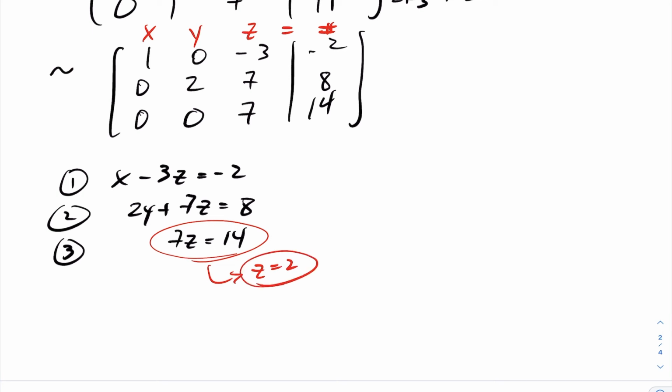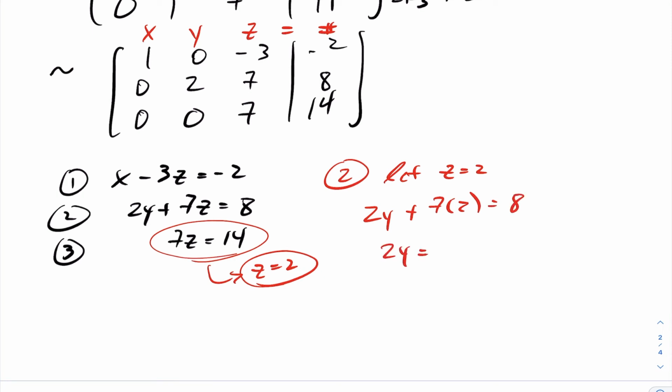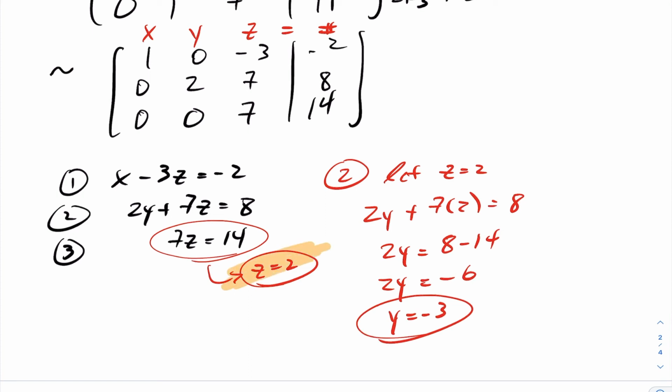Substituting that into equation 2, we can go ahead and let z equal to 2. We end up getting 2y plus 7 times 2 is 8, in which case here we get 2y is 8 minus 14, y equaling -3. So now I know that z is 2, y equals -3, and I can sub both of those back into equation 1 to go ahead and solve for x.